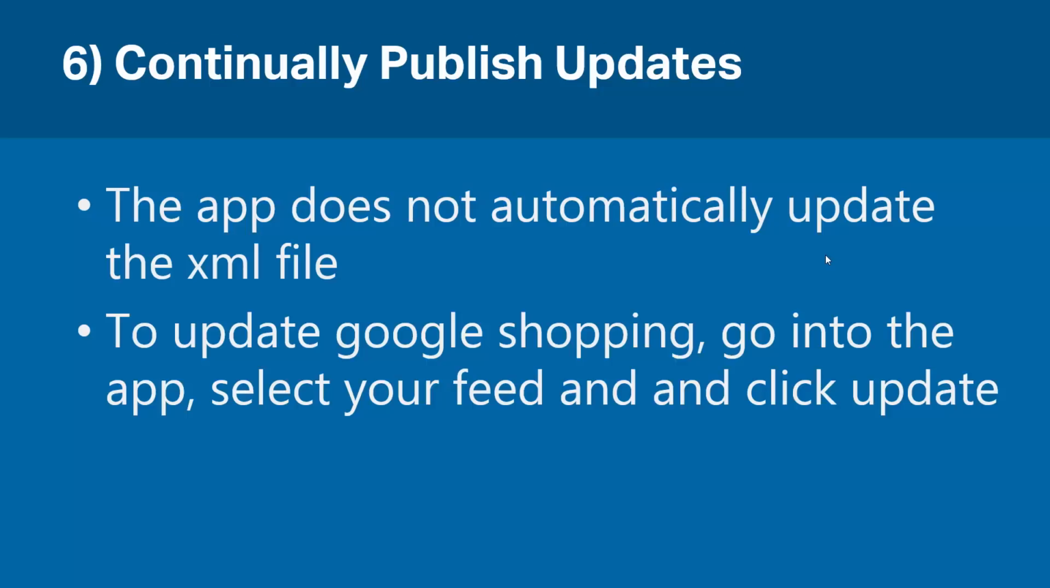All right, a very important thing to note about making sure that your Google Shopping feed is continually being updated with the correct information is that the app does not automatically update the XML file, which is a little bit of a bummer, but hey, we got a nice integration here and it's saving us a lot of time already. So to update the Google Shopping feed, what you need to do is go into the app, just select your feed and click update. What that will do is refresh and update the XML file. Then on that next iteration of the schedule that you set in Google Shopping, Google will then update its information based on that updated XML document.